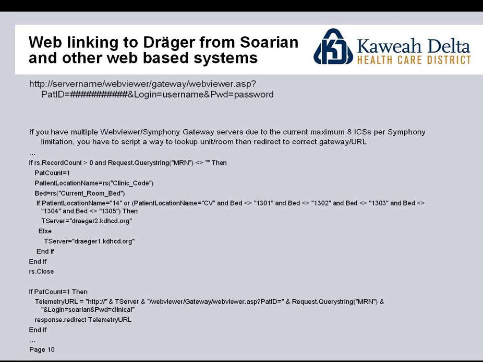So in our web viewer, we have this script that looks for certain units or beds, and redirects to a web page based upon it. It's getting the medical record number of the patient, querying our MPI SQL database, determining the location of the bed, and then sending it to the right Dräger server link. It just substitutes where it says T server, either Dräger 2 or Dräger 1.